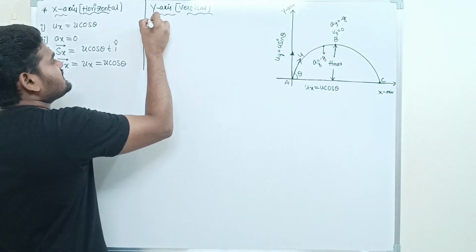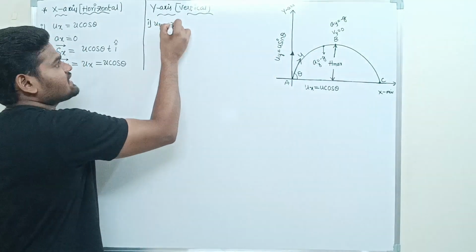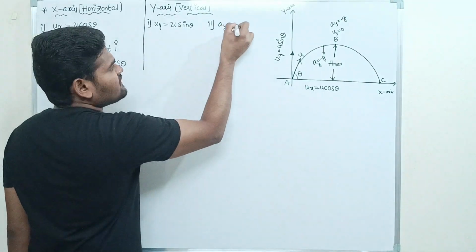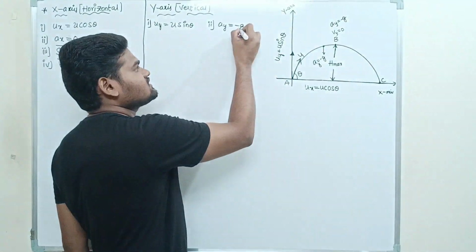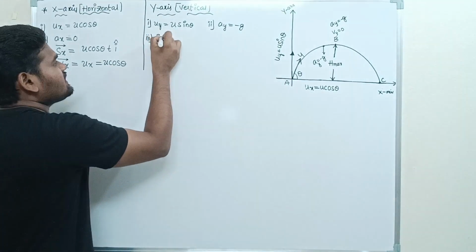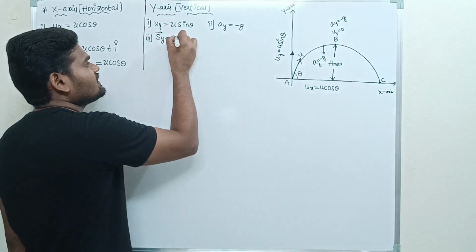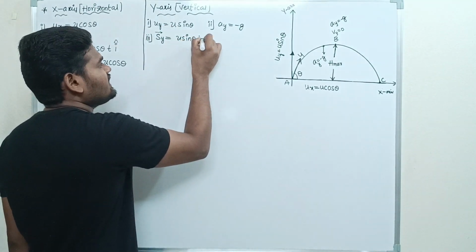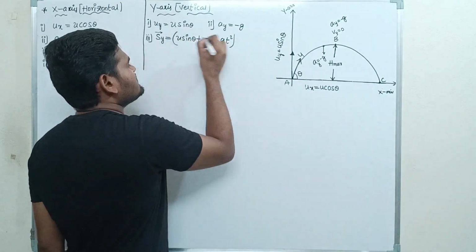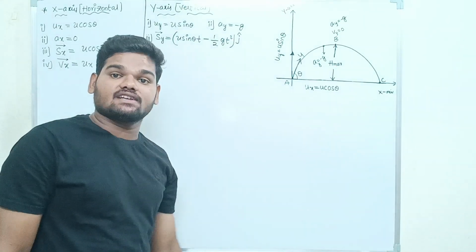Have a look. In case of a vertically projected body, what is its initial velocity? Uy is equal to u sin theta. Second one, its acceleration due to gravity. Ay is equal to how much? Minus g. Ay is equal to minus g towards the downward direction. Okay, sir. Third one, displacement of the object along the y direction in vector form. So we got (u sin theta into t minus half g t square) into j cap. So this is the displacement vector along the y direction or vertical direction.